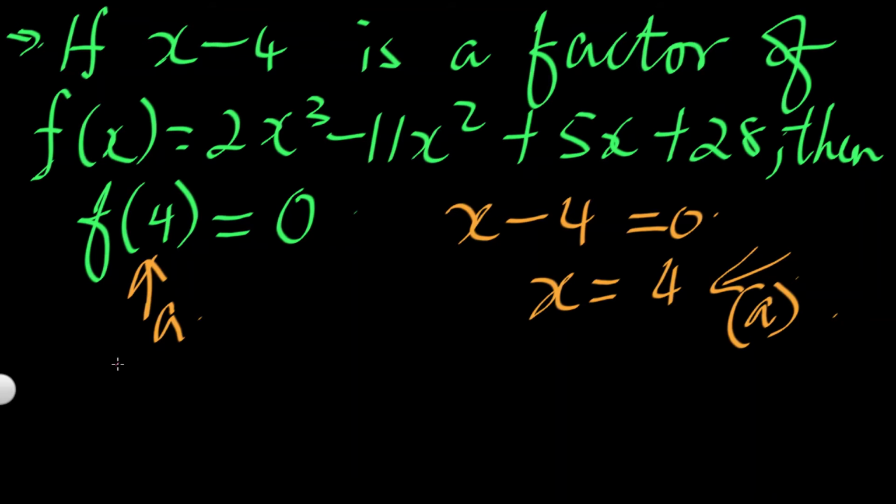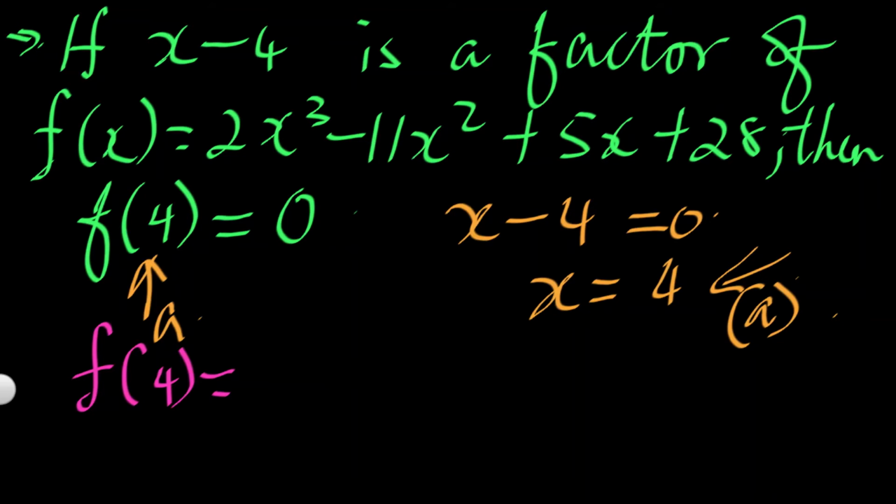Now let's find f of 4. F of 4 is equal to, we call this the functional notation. When you say f of 4, you go to the function that is being called f of x, and you substitute 4 for x. Every place where there is an x, you put a 4, then you punch your calculator, and you get f of 4. If it is not 0, then you can conclude that x minus 4 is not a factor. But if it is equal to 0, then you can say, oh, x minus 4 is indeed a factor.